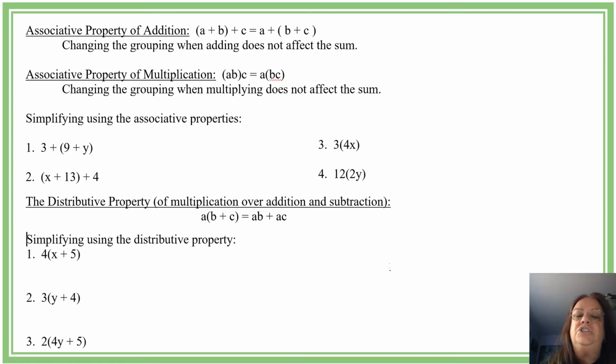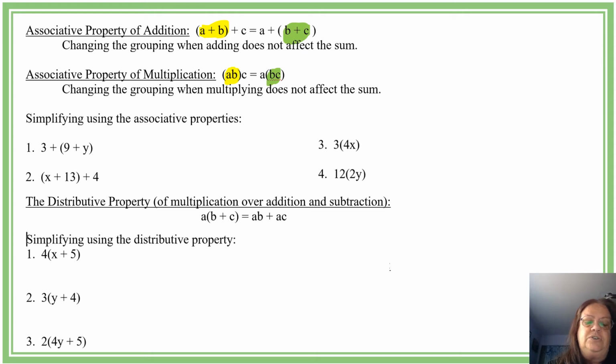So for addition, you can associate them however you wish. We can put the A plus B together. We can associate them, or we can associate the B and C. Perfectly fine, doesn't matter. Same holds true for multiplication. AB can be associated, or BC can be associated. Totally fine. They can associate with whomever they wish.